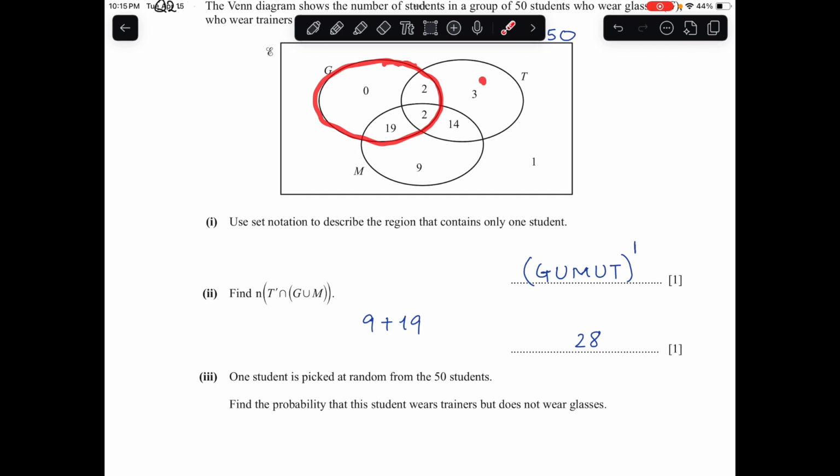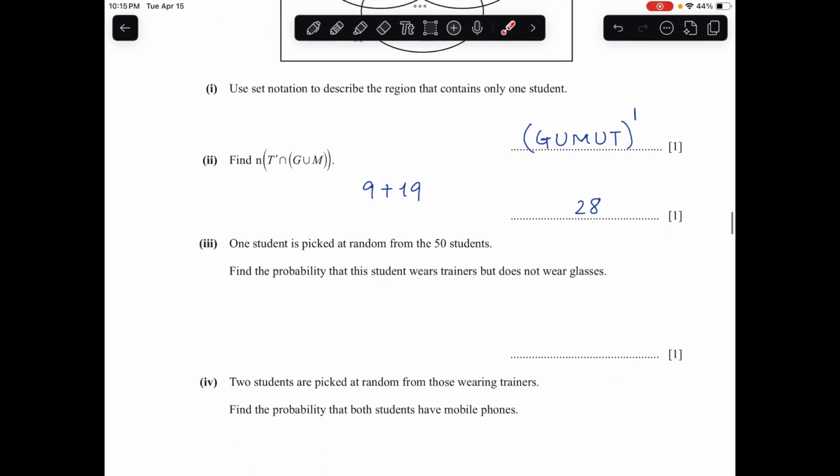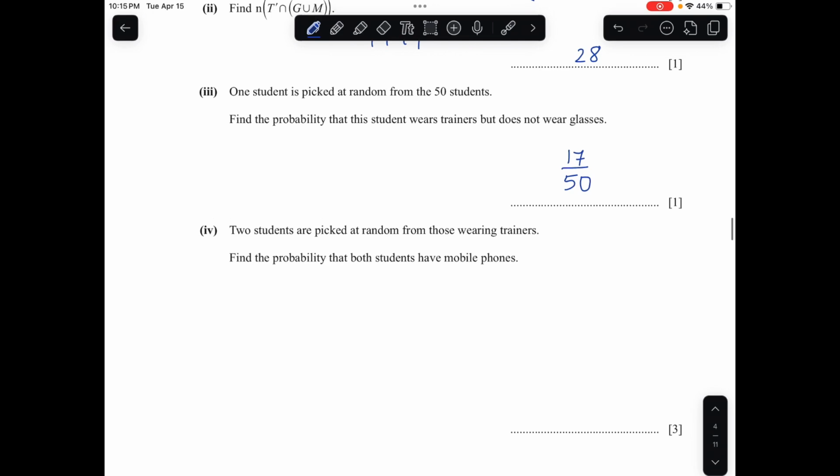We are left with 3 and 14, sorry, 3 and 14. That means a total of 17. So 17 students left out of 50. That would be the probability.